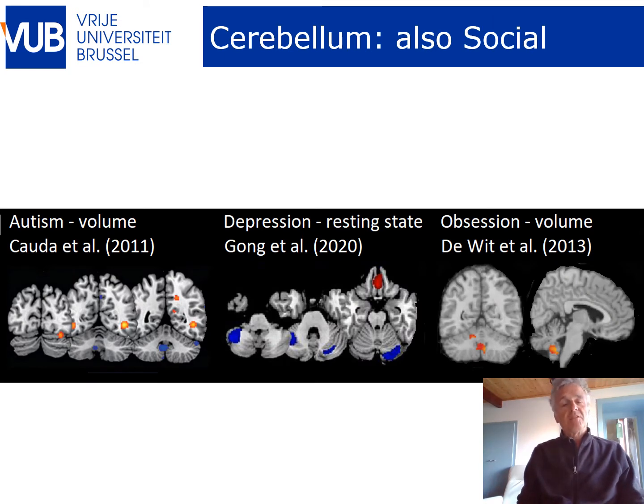Now, the cerebellum, as I said, also has an important social function, and to demonstrate this, autism, which is characterized by impairment in social understanding, shows in this meta-analysis a decreased volume in the posterior cerebellum. Depression, in another meta-analysis, shows reduced resting state activity in the posterior cerebellum. Obsessive compulsive behavior, which is characterized by ongoing thoughts or behaviors that are difficult to stop, shows increased volume in the cerebellum. So as you can see, the cerebellum is involved in many social behaviors.